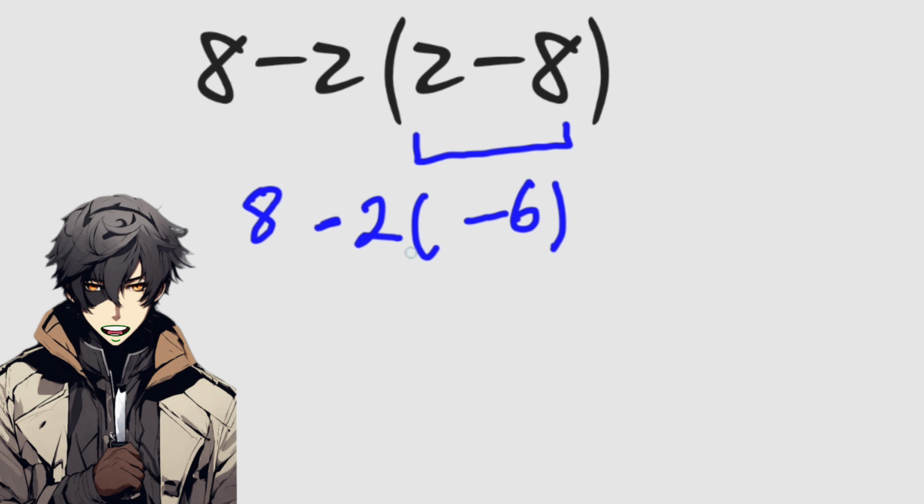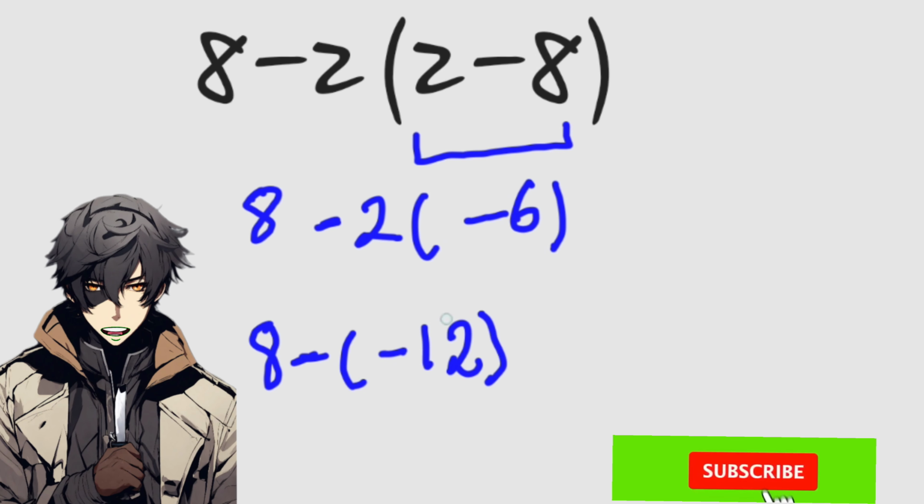Now, here is where people often get stuck. We have subtraction and multiplication. PEMDAS tells us multiplication comes before subtraction. Step 2. Handle the multiplication. 2 times negative 6 equals negative 12. So now our problem is simply 8 minus negative 12.